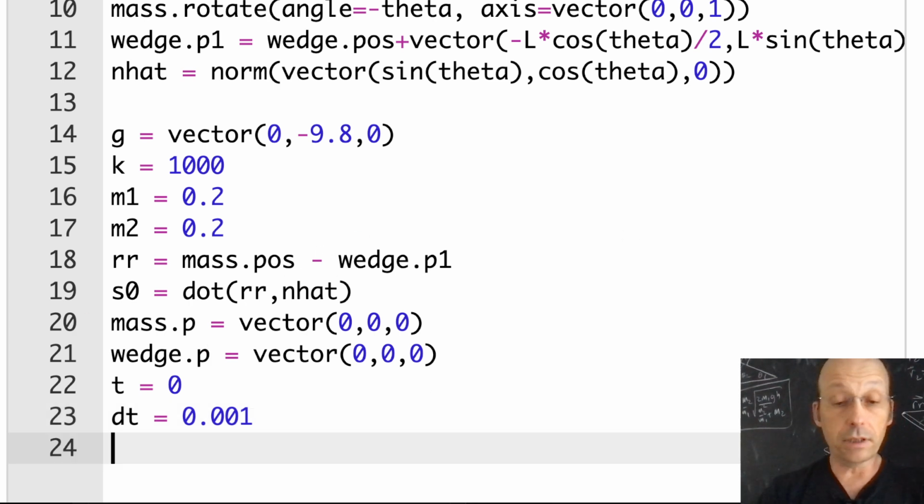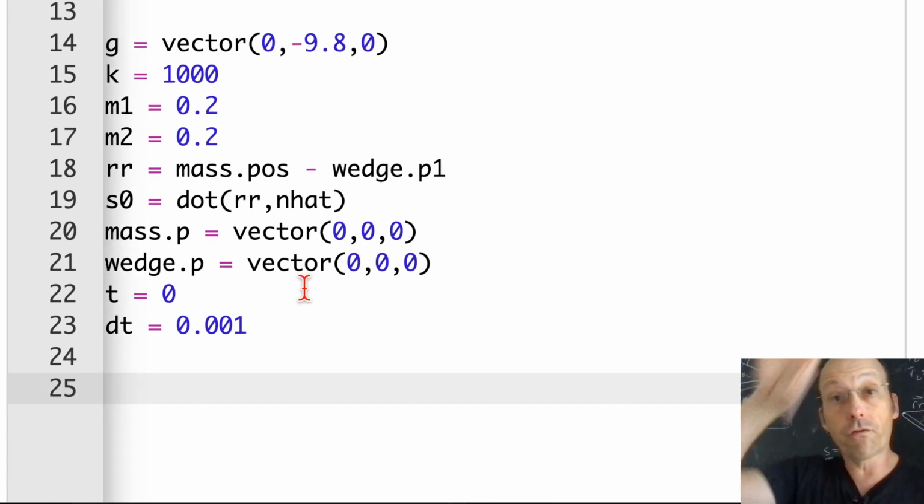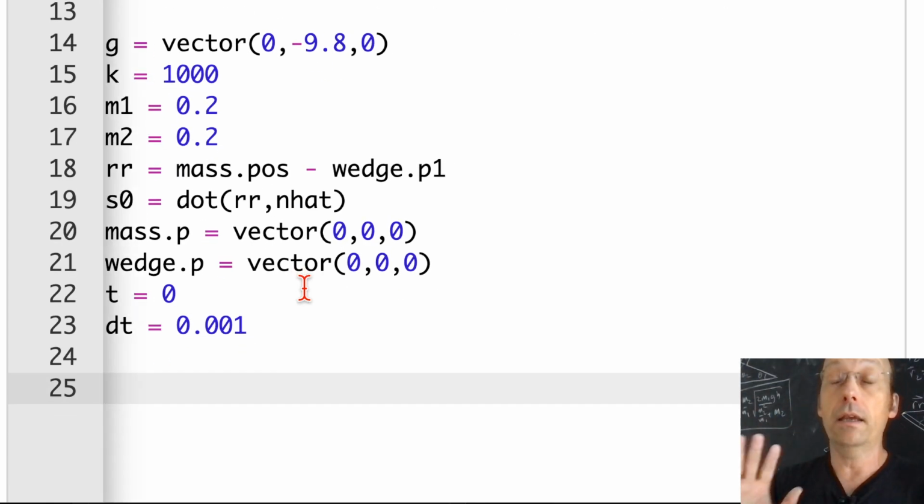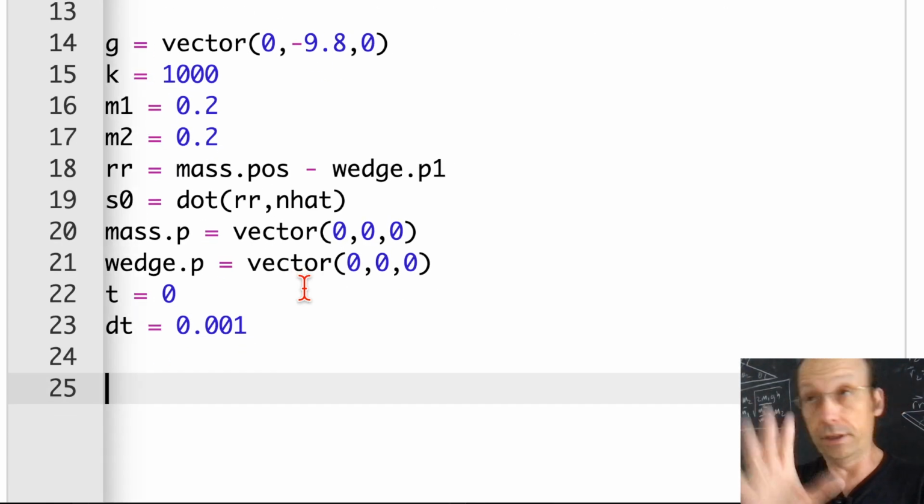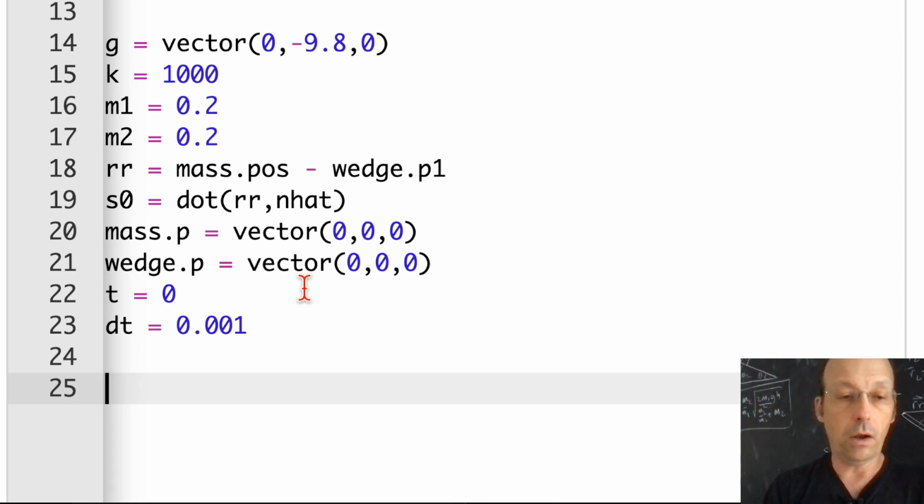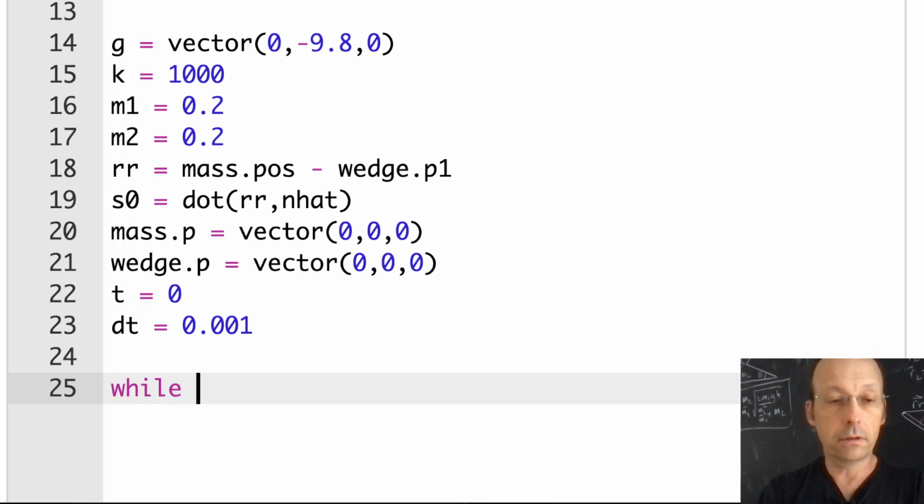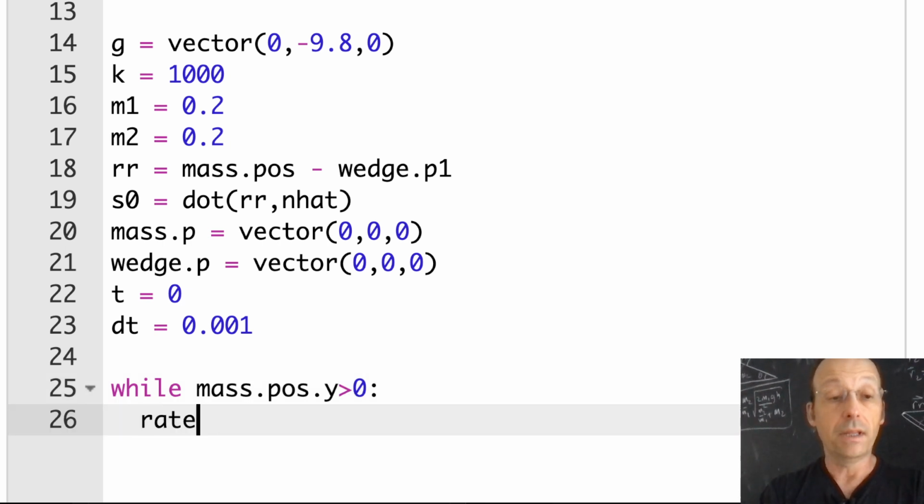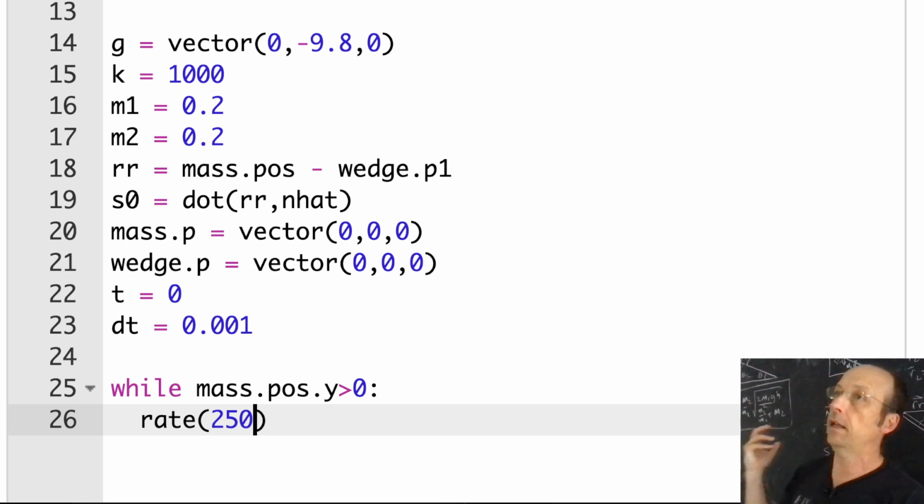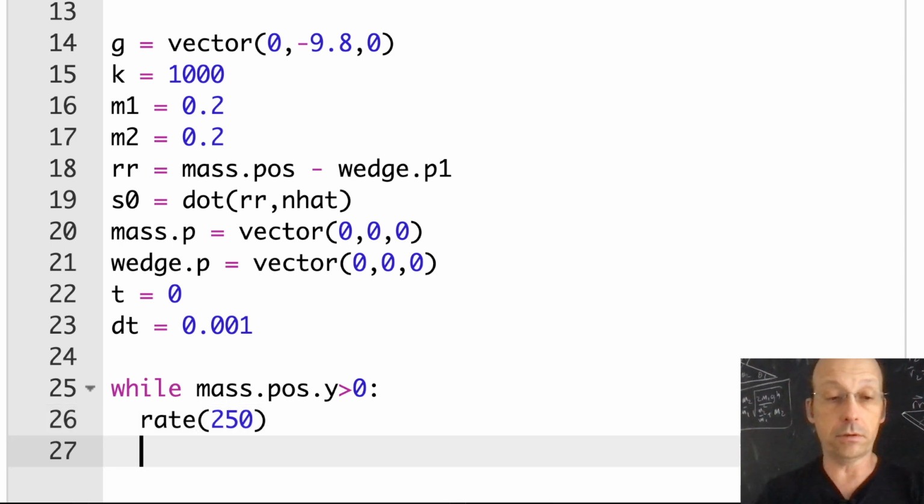Okay. So let's make a loop. I want to let it run as long as the block is greater than 0. So I'm going to say while mass.pos.y is greater than 0, do the following. I'm going to run it slow motion, right? So it's a 1/1000th time step, but I'm going to run it at 200 frames per second just so we can see what's going on.